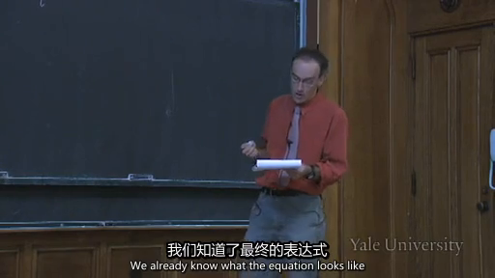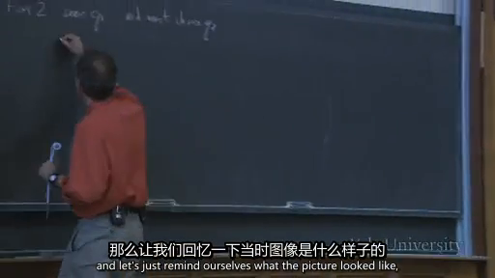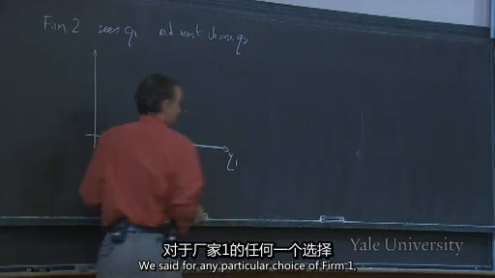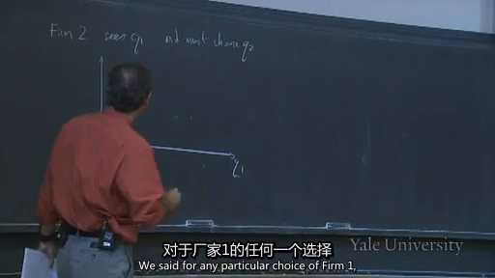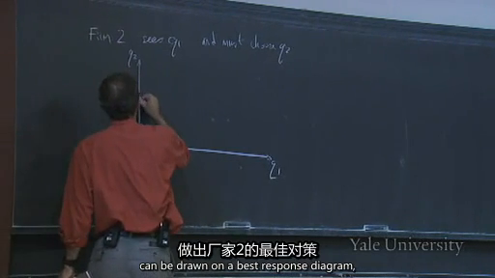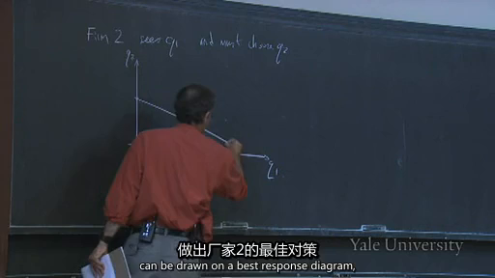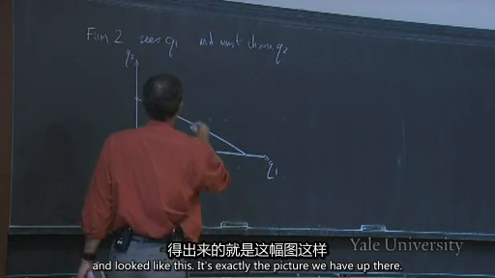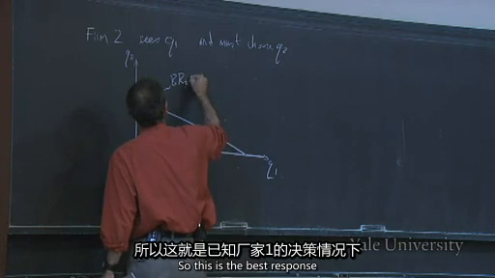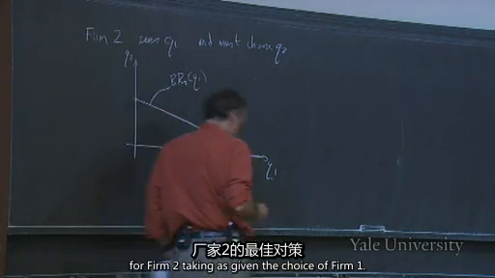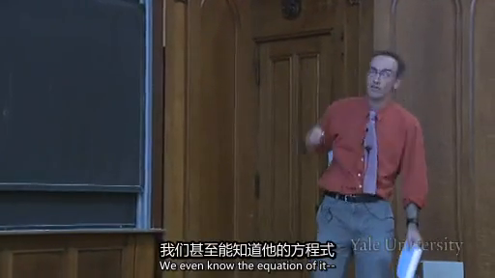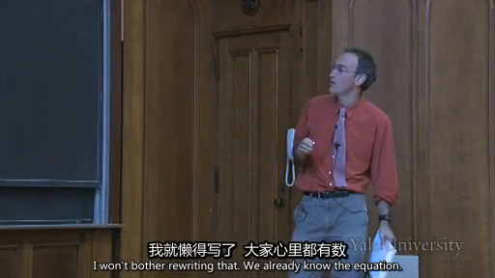We already know what the equation looks like, and let's just remind ourselves what the picture looked like. Just a repeat of the picture we had before. We said for any particular choice of firm 1, firm 2's best response can be drawn on a best response diagram. And it looks like this. It's exactly the picture we have up there. This is the best response for firm 2, taking as given the choice of firm 1. And we even know the equation of it.